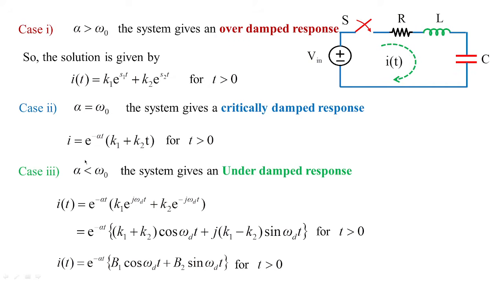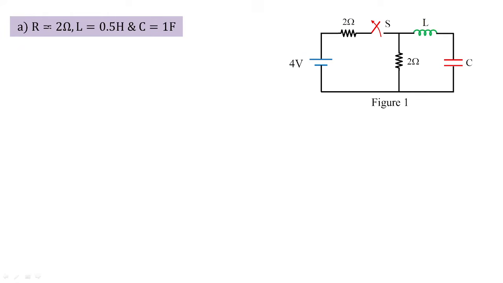Let us see how we are going to employ these basic formulas in the given problem. So first case, we know that the resistance value is 2 ohms, inductor value is 0.5 Henry, capacitor value is 1 farad. So let us estimate the value of alpha. Alpha is equal to R by 2L, which is equal to 2 divided by 2 times L, which gives the value of alpha as 2. Alpha value is 2.